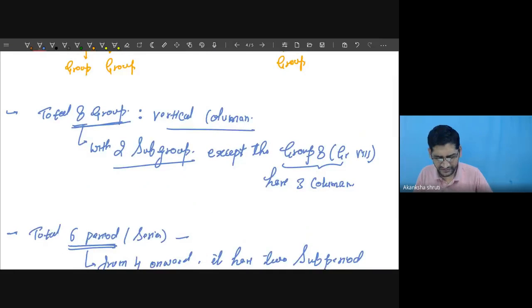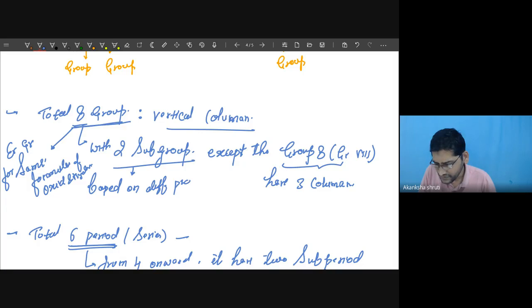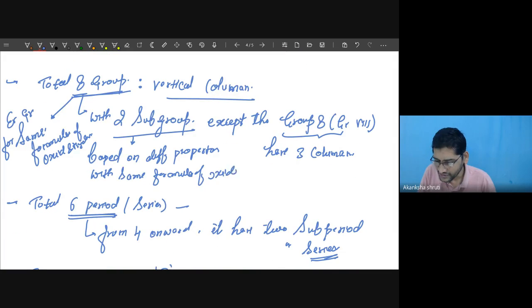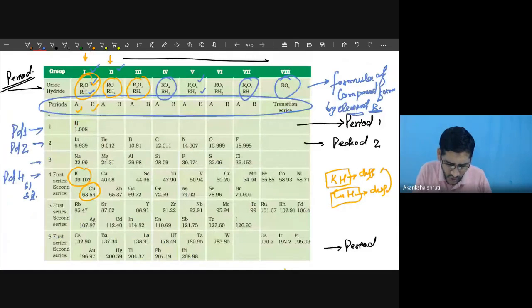So right here where we have written the subgrouping, there are a total of 8 vertical columns, 2 subgroups. So this 8 is based on the same formula of oxide, meaning each group has the same formula of oxide and hydride, but this subgrouping was based on different properties with the same formula. Formula of what? Of oxide and hydride, students. Okay, I think this much is enough for you people. No more will I discuss, otherwise there are many more things. So this is all about why the 2 subgroups were considered.